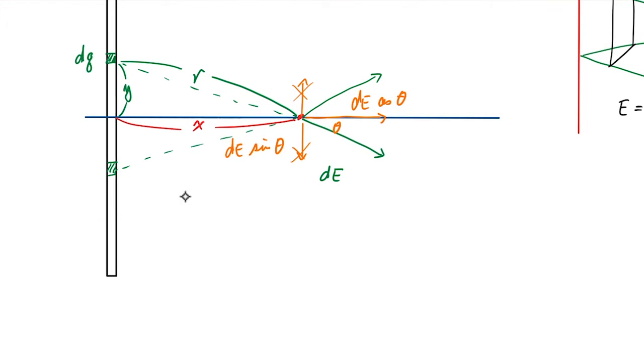So dE cosine theta is equal to, well, k dq over r squared and cosine theta. So far, so good? Okay, then dq, of course, is our density times dy? So far, so good? Because length times density is the charge in this case. Yes?